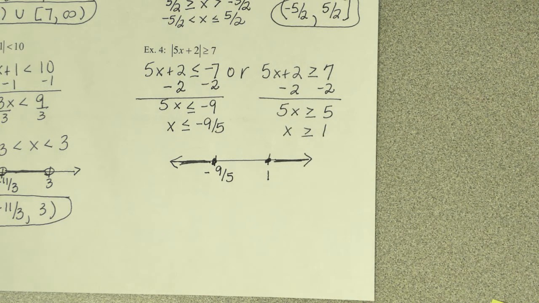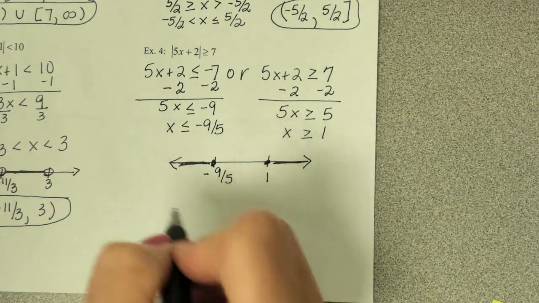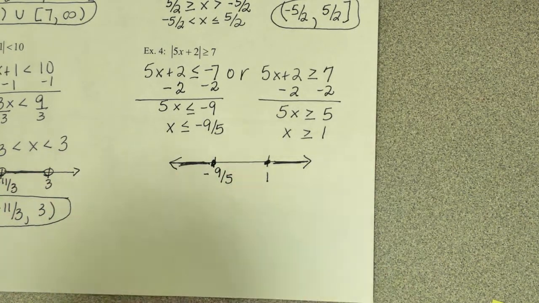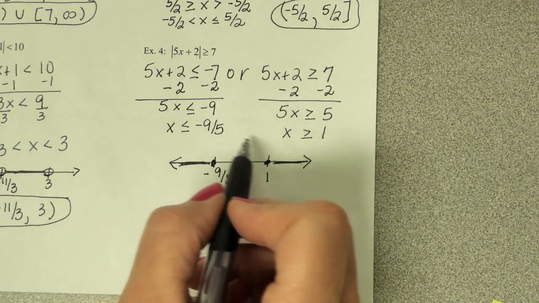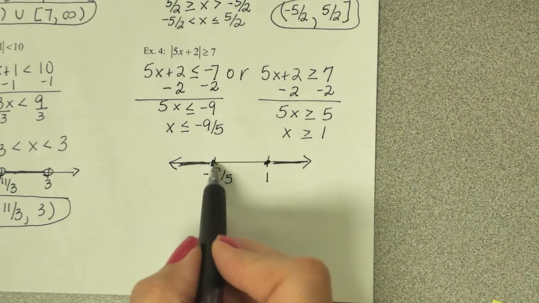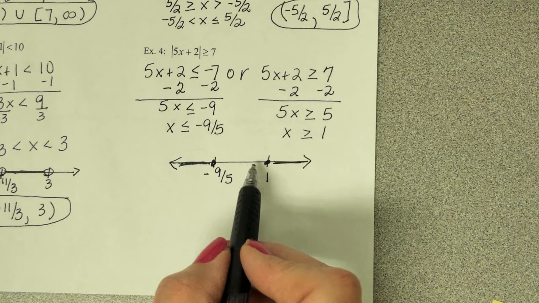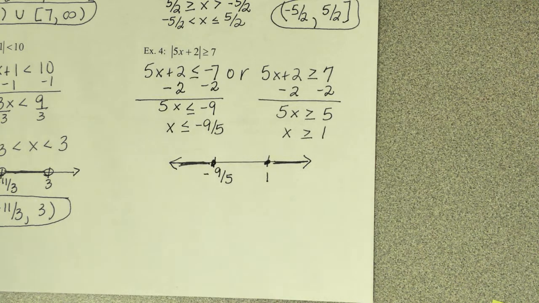Somebody tell me their final answer in interval notation. What is it? Negative 9 over 5, comma 1. Okay. But if we wrote it like that, that's going to mean that we're talking about all the numbers in between negative 9/5 and 1 work. Those aren't the numbers that would work. It's a little bit different than that. Let's go with Justin.